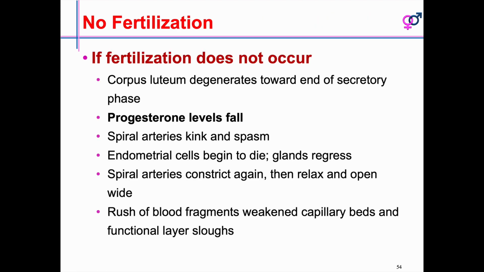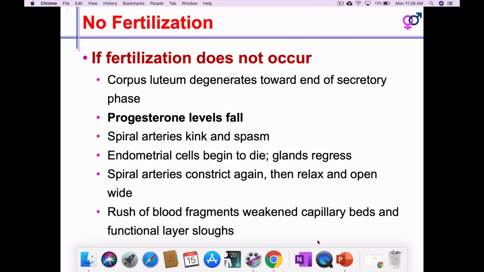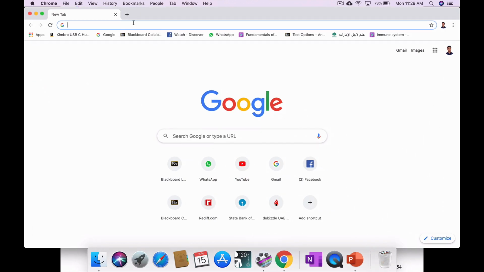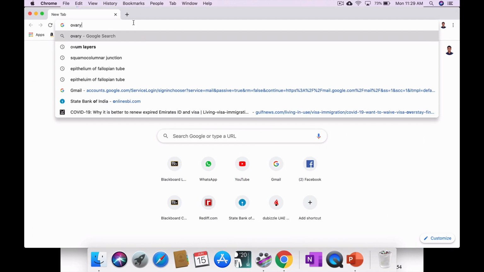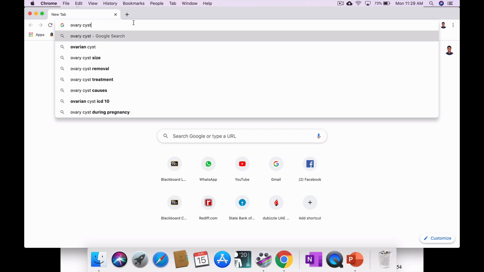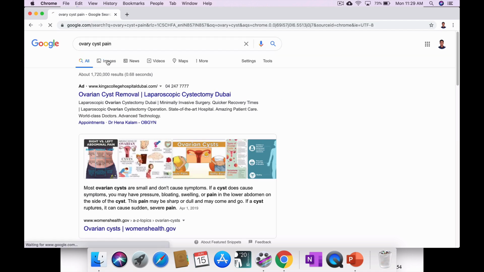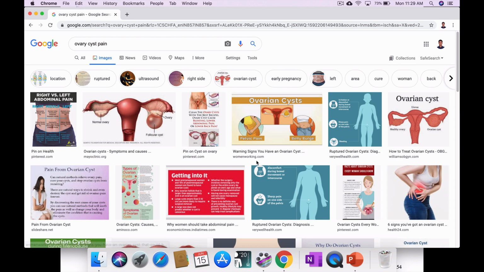Okay, you know what? One thing you have to understand is the ovary is a highly vascular organ. So if you look at the ovarian cyst, it is having a very good amount of blood supply, and the outermost connective tissue layer is very strong.